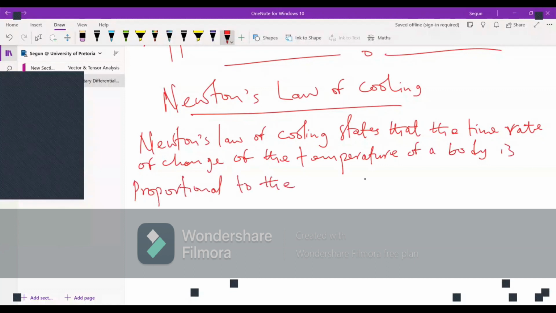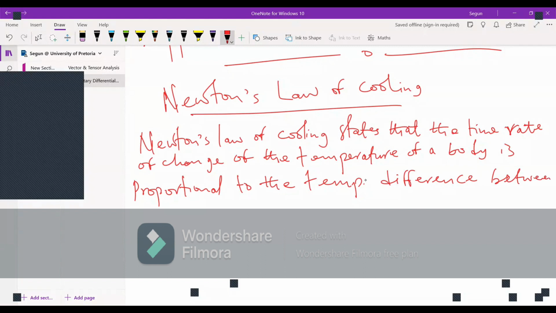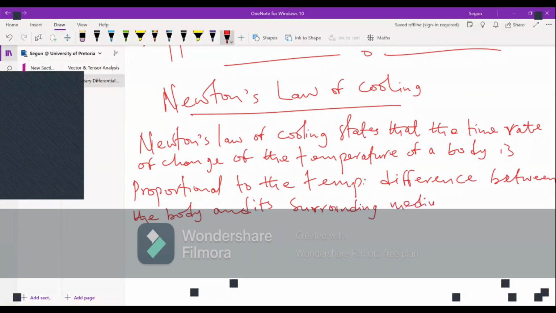to the temperature difference between the body and its surrounding medium. Its surrounding medium.